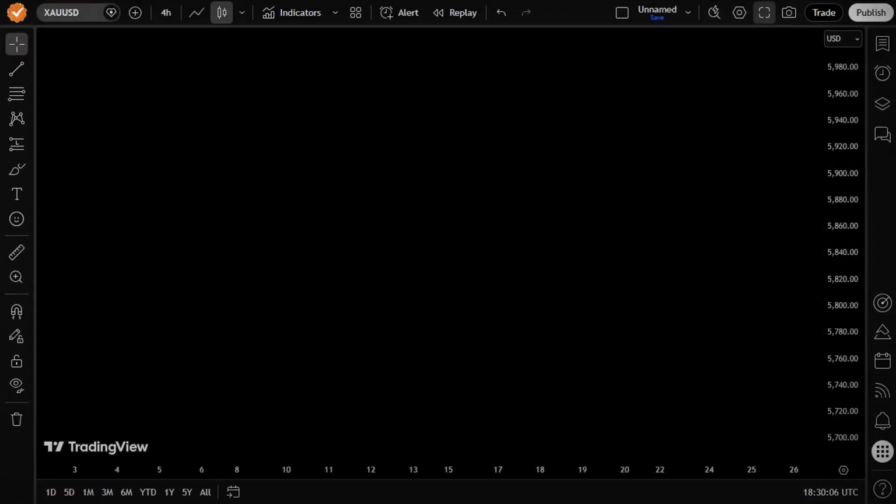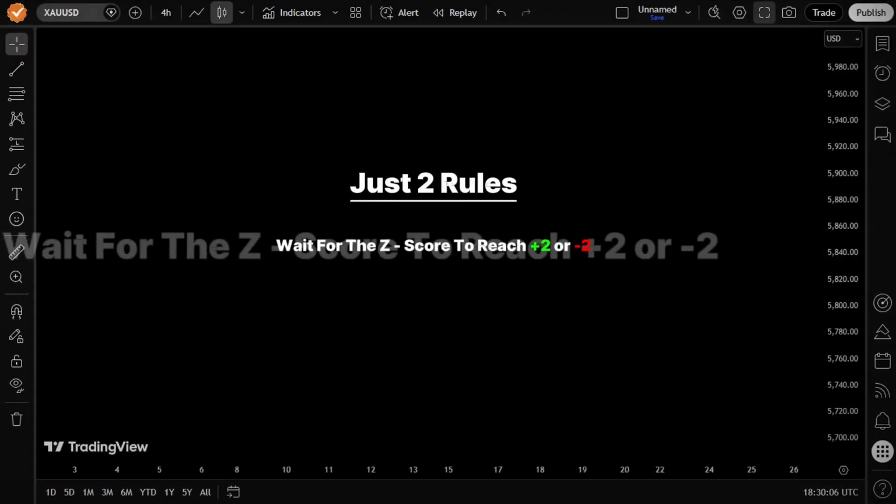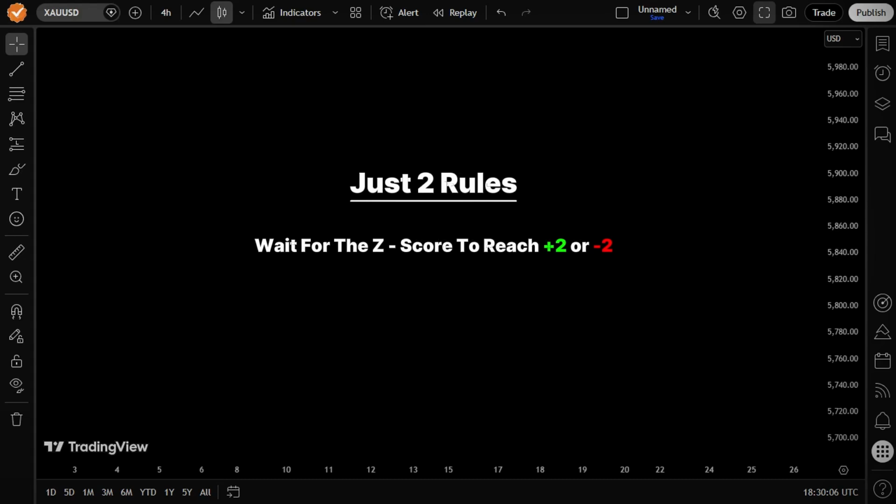Here is the trading system. Just 2 rules. Rule 1, wait for the Z-score to reach plus 2 or minus 2. This is your "the market has gone too far" signal. Do not trade at plus 1. Do not trade at 0, only at the extremes. Rule 2, wait for the momentum columns to flip color.